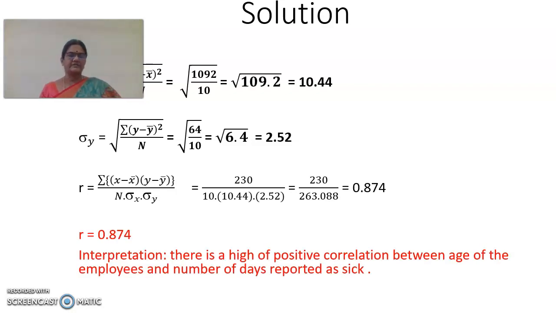Now, how to interpret this? Since the r value is positive and the value is also on the higher end, we can interpret that there is a high positive correlation between the age of the employees and number of days reported as sick. This is how we have to calculate this Karl Pearson coefficient of correlation.